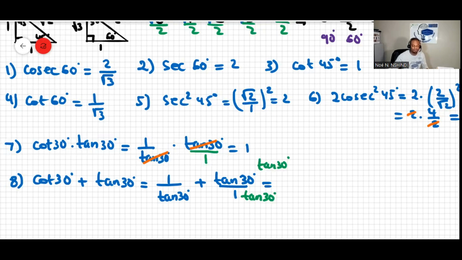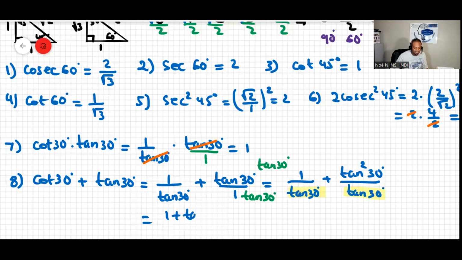Okay, to make the denominator common, so it's going to be 1 over tan 30 degrees plus tan squared 30 degrees, all over tan 30 degrees. Now that the denominators are common, we can just add the numerators, and then they form 1 plus tan squared 30 degrees over tan 30 degrees.